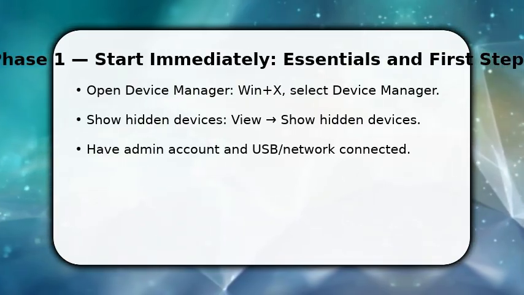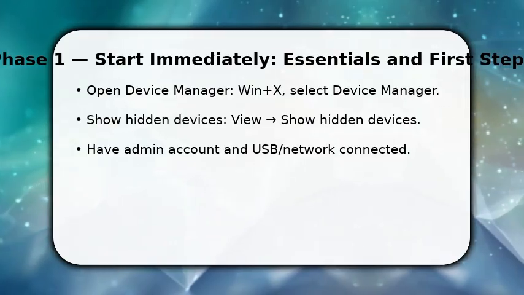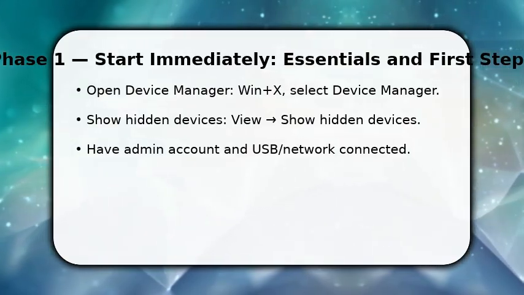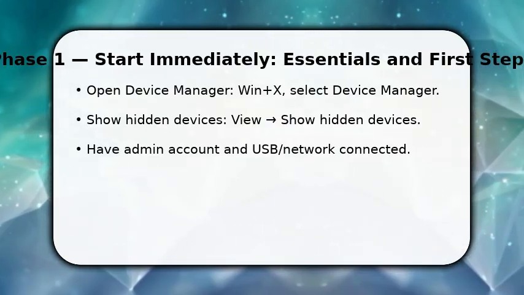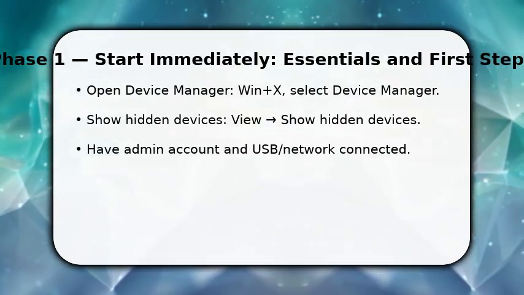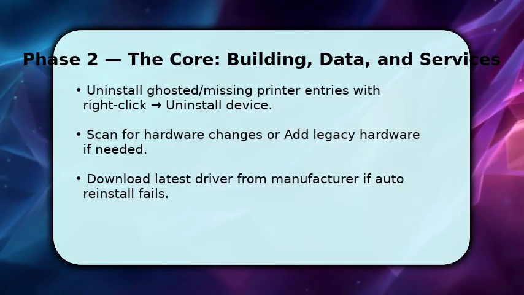Make sure the printer is connected via USB or on the same network. This helps Windows rediscover it. Now, locate the Printers or Print Queues node so you're ready to act on missing entries. Once you see the printer or a hidden ghost entry, right-click and choose Uninstall Device.